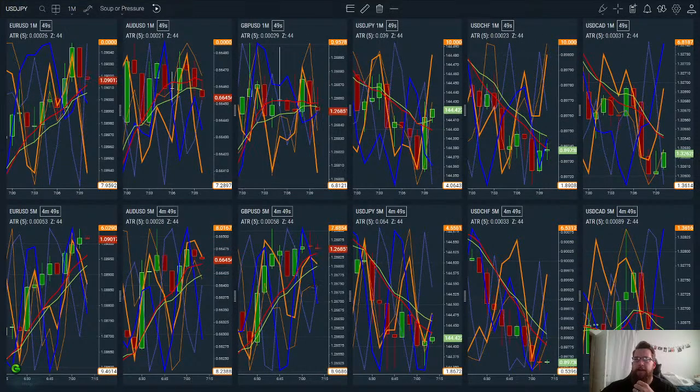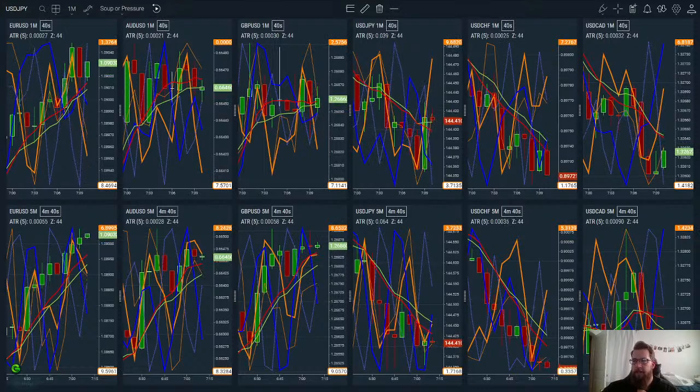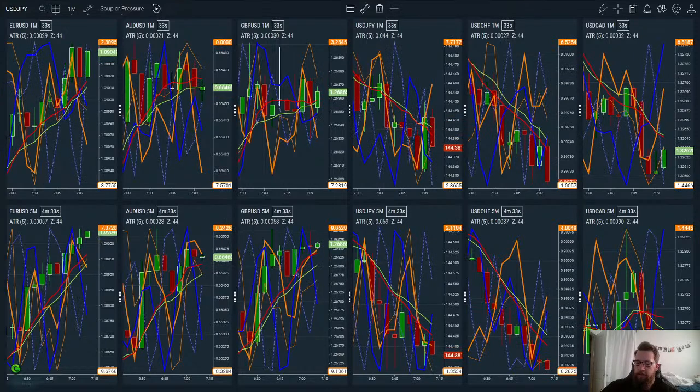I think it might be not a terrible idea to go long here for a short distance. In fact, just half of what the ATR is. Maybe even just half of a lot. Just go for something small. All right, so we're in.